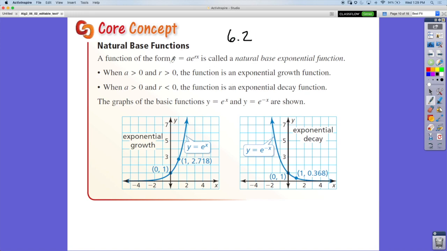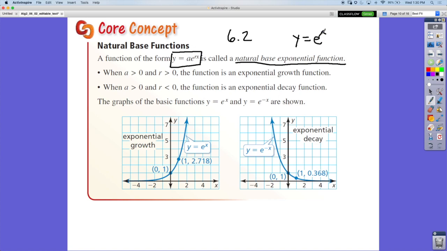Okay, so here is the equation that I would like you guys to know. It's called a natural base exponential function. Watch this. Let's say here's what the parent function looks like, with a number in front of x.